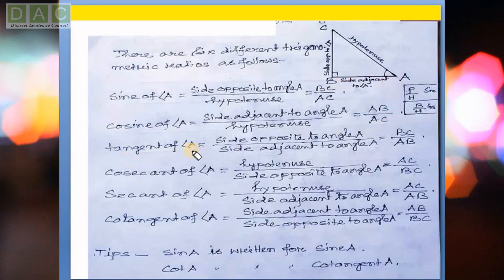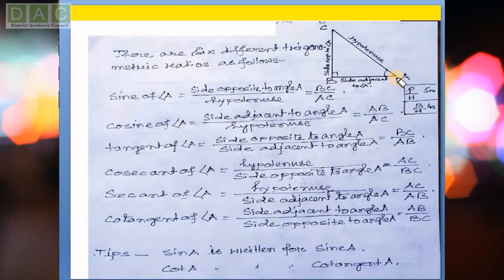Then see tangent of angle A equals side opposite to angle A by side adjacent to angle A. This is what? BC by AB. Then cosecant of angle A equal to hypotenuse by side opposite to angle A. Angle A's opposite side is this, and adjacent side is this. So if you know these two sides, then it will be no problem to understand. So here it is AC by BC.